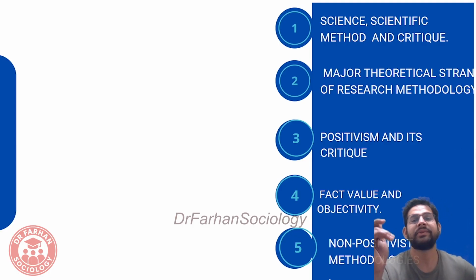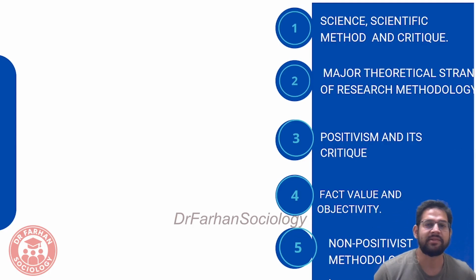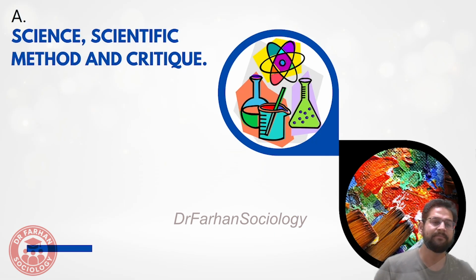So this unit will be divided into 5 sections: 1, 2, 3, 4, 5. The first is to take a look at all the syllabus that we have. I have copy pasted the syllabus exactly from the PDF given by upsc.gov.in. So these are the 5 parts that we are going to look at in today's video. The first is science, scientific method, and critique.